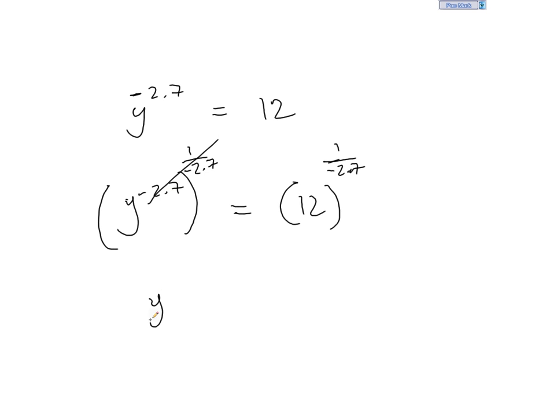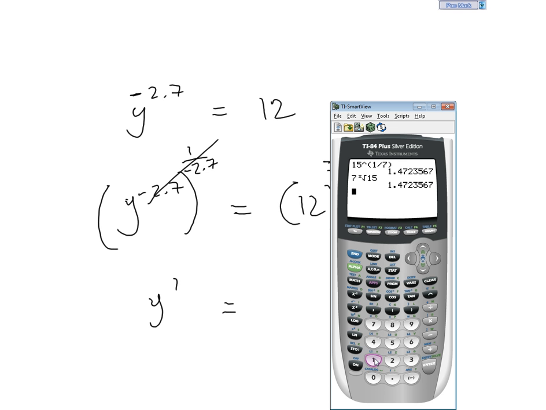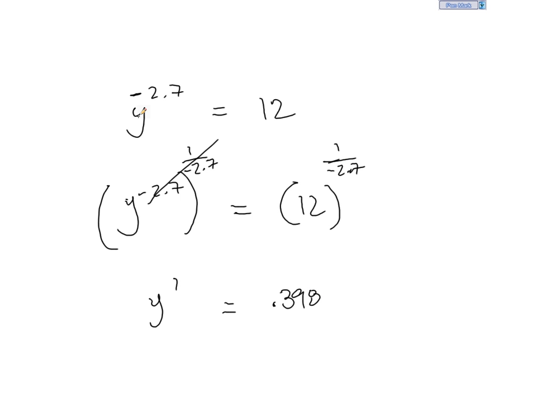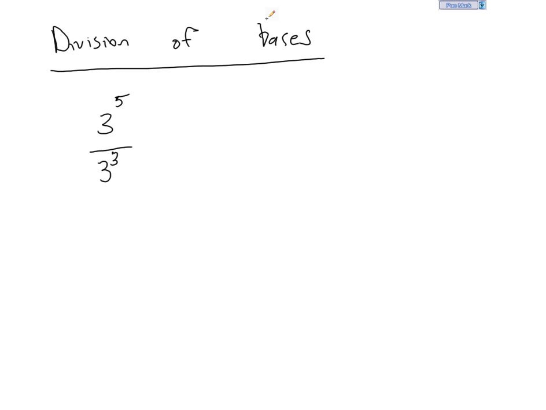So those will cancel and leave me with y to the first equals 12 raised to the 1 divided by negative 2.7, excuse me. And I get, voila, an answer of about 0.398. So that means 0.398 raised to the negative 2.7 power gives me 12. And that's something that we'll end up using in order to be able to solve for situations involving exponential functions. Let's now mention division of bases.